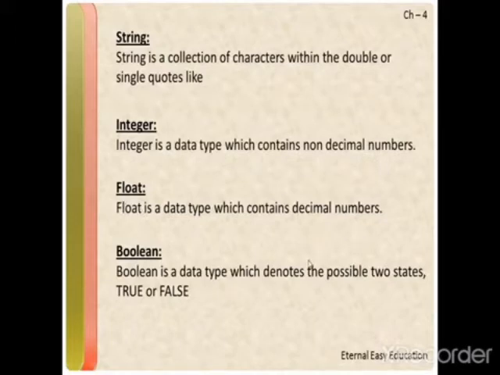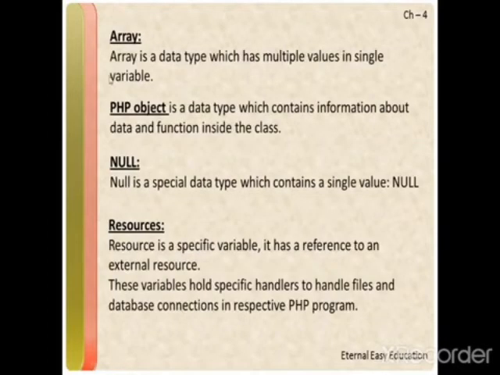If it is a student report, the student average will be in decimal points. Boolean. Sometimes they may ask whether you are physically challenged, yes or no. Only two types of answers. So it is true or false. So Boolean is a data type which denotes the possible two states, true or false. Array is a data type which has multiple values in a single variable. It's important and it is a separate chapter in your syllabus.